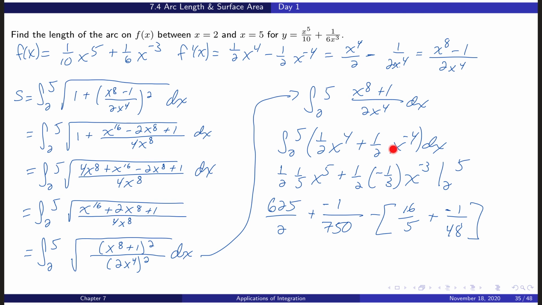Term by term anti-differentiation produces this. Again, substitute in your x values 2 and 5, and you get this statement, which is a little bit messy to figure out by hand, so we're just going to leave it as this statement here. Okay, that's it. For arc length, there's pretty much two types of algebraic situations that you got to be on the lookout for. Just try and remember the tricks for those two, and you'll be fine.